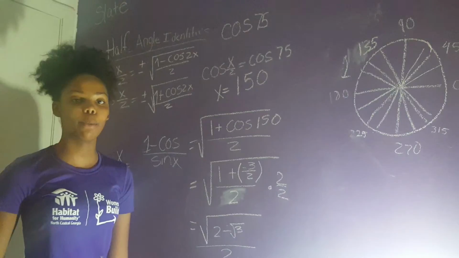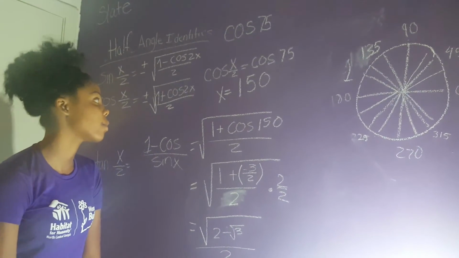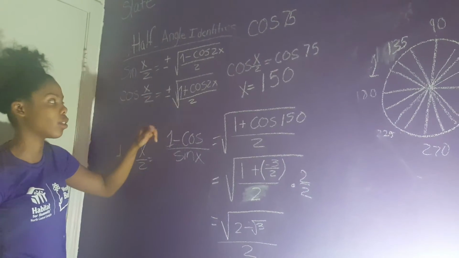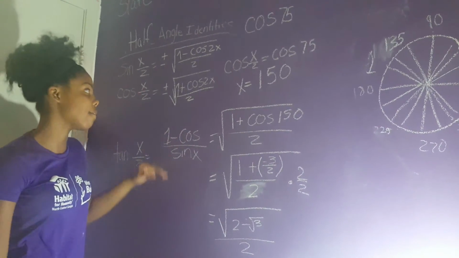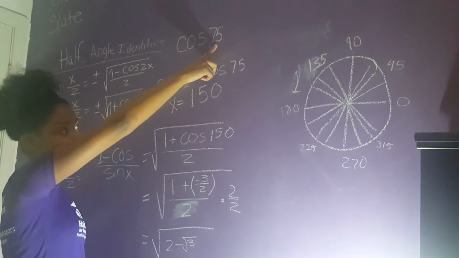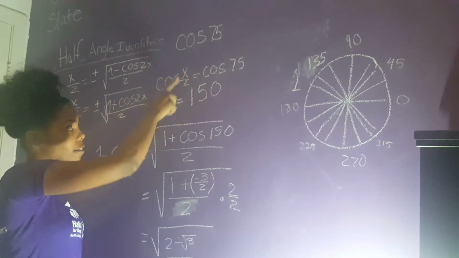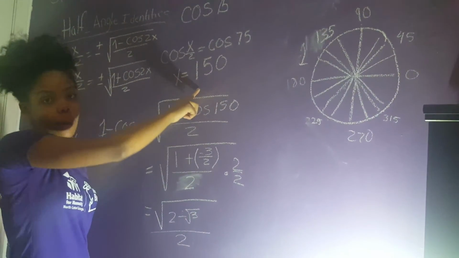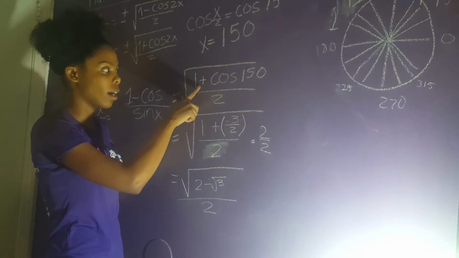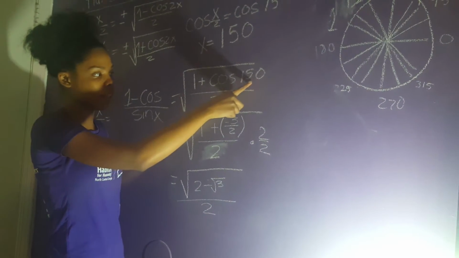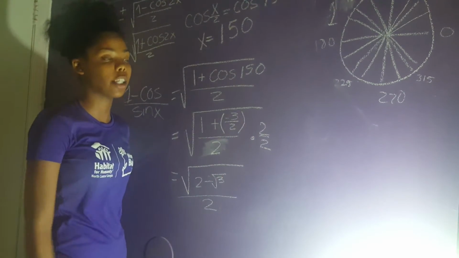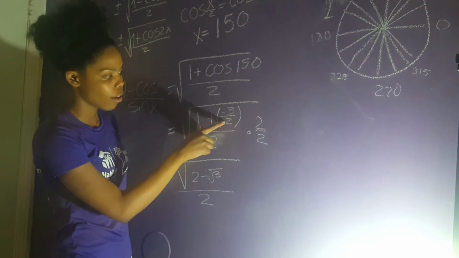Okay, and now we are moving on to our cosine half angle. We know that our cosine half angle will equal plus or minus the square root of 1 plus cosine of x over 2. So our half angle right now is 75. If 75 is our half angle, that means 150 will be our whole angle. So what you want to do is put the plus or minus square root of 1 plus cosine of 150 over 2. And we know that the cosine of 150, when you look at your unit circle, will equal negative square root of 3 over 2.